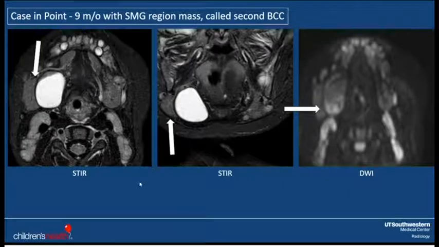This is a 9-month-old with a submandibular gland region mass that was called a second branchial cleft cyst, but it just doesn't make sense. A second branchial cleft cyst should be located between the submandibular gland and the sternocleidomastoid muscle. This is actually medial to the submandibular gland. There's a little bit of soft tissue within it, and we see on the DWI that there's a little bit of restricted diffusion, and this actually ended up being a dermoid. But again, it doesn't make sense for a branchial cleft cyst because it doesn't follow the normal course.